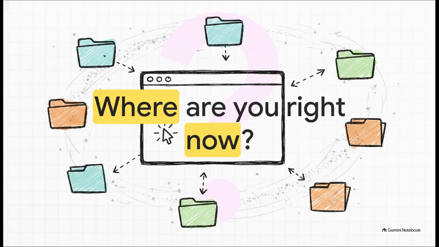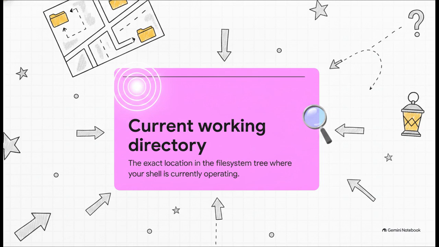Where are you right now? In a normal graphical interface, you've got a helpful little window telling you your location. But in the shell, it's just you and that blinking cursor waiting for your next move. We call this exact location your current working directory. And maintaining awareness of this spot is absolutely essential so you don't get lost. Every single command you run happens relative to this precise location.